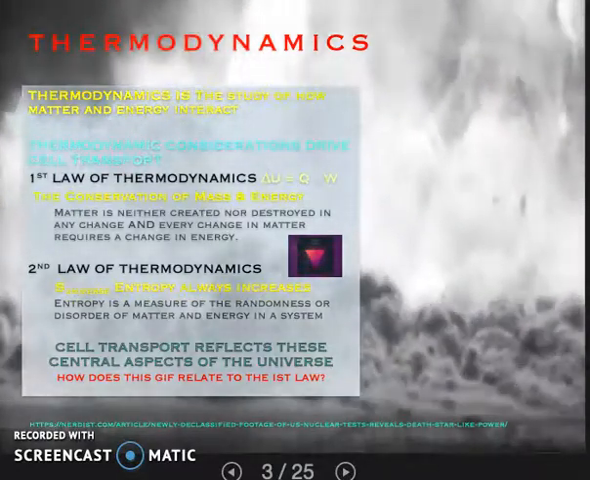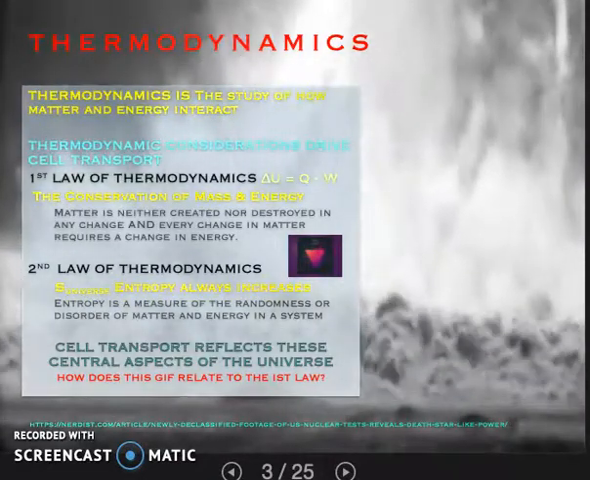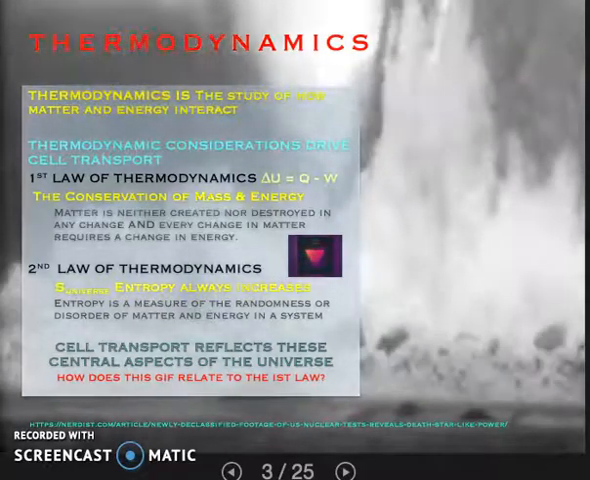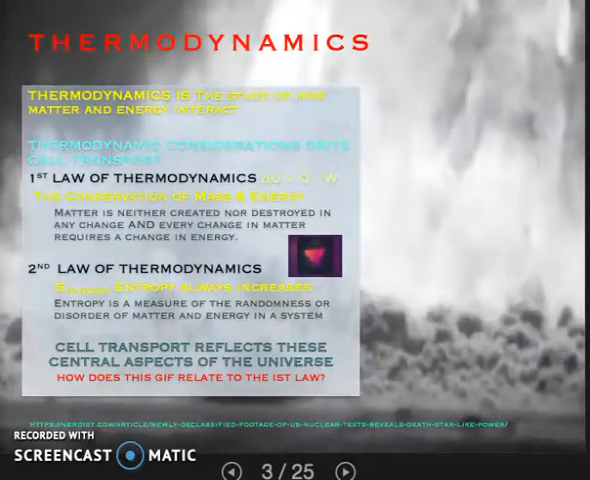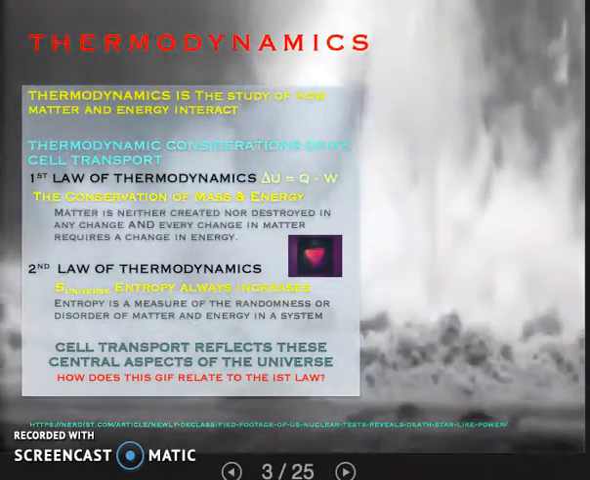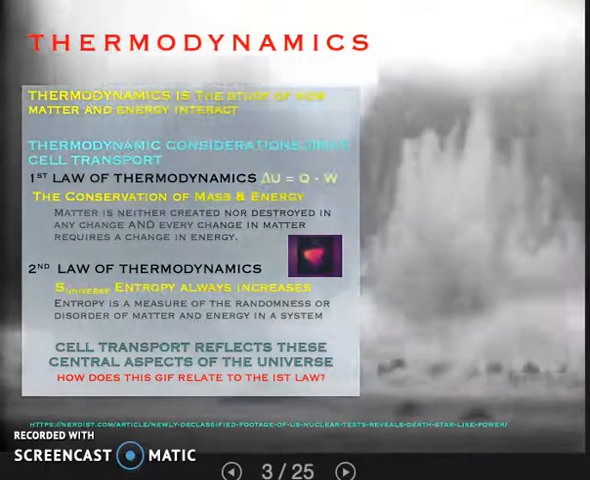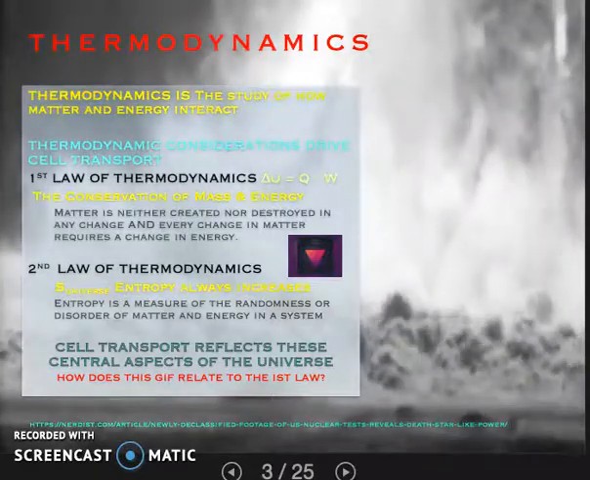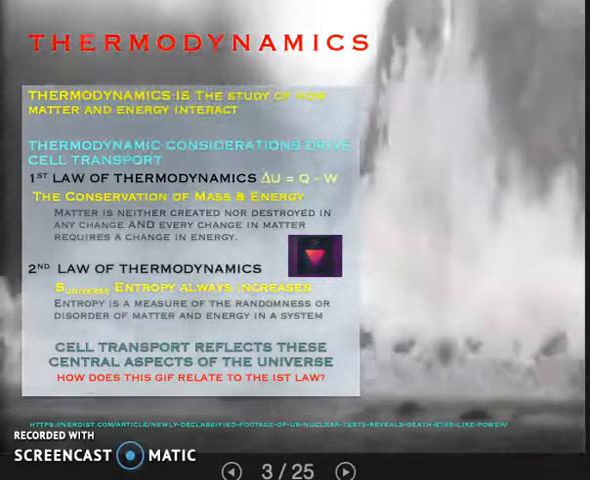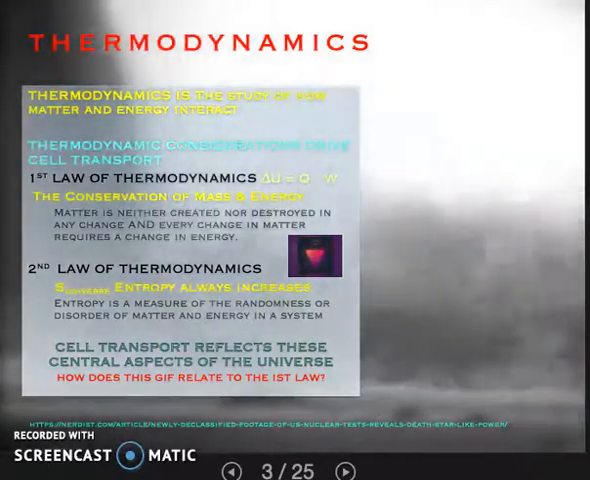And this blends right into the second law of thermodynamics. The second law of thermodynamics relates to the concept called entropy. And the second law says that the entropy, or S, of the universe always increases. Entropy is simply a measure of the randomness or disorder of matter and energy in a system. Just how disorderly the system is is its S value. And we'll think about both of these topics when we talk about enzyme reactions.